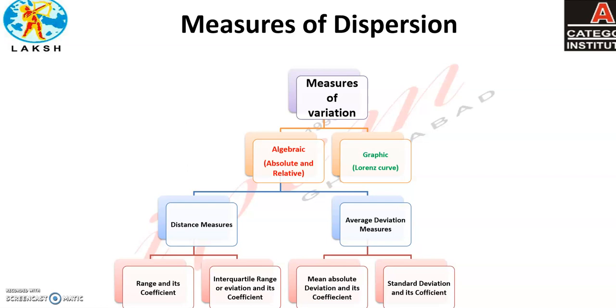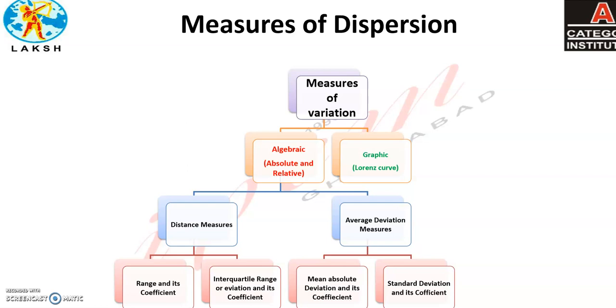First, range and its coefficient. Second, interquartile range of deviation and its coefficient. Here the meaning, we are studying it two times, range and the coefficient of range. If we talk about the range, it means we are finding the absolute measure, whereas when we talk about the coefficient of range or coefficient of interquartile range, that means we are finding the relative measure of dispersion.